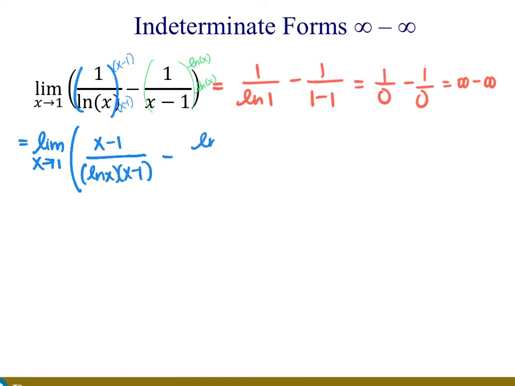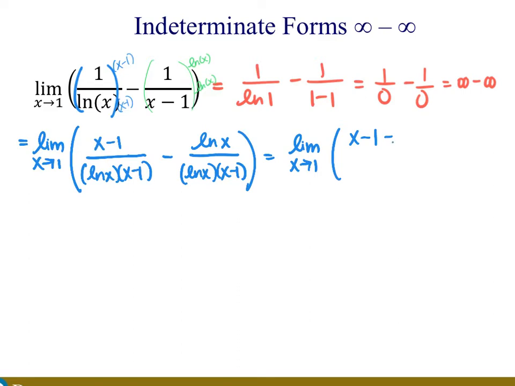Minus the natural log of x over the ln of x times x minus 1. And so now that we've got common denominators, this whole thing can be expressed as x minus 1 minus the ln of x over the natural log of x times x minus 1.